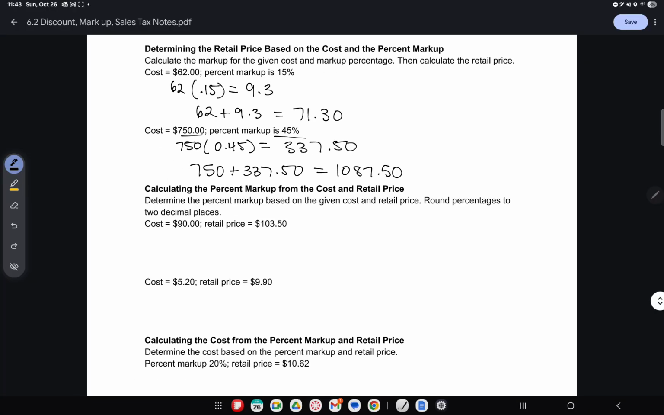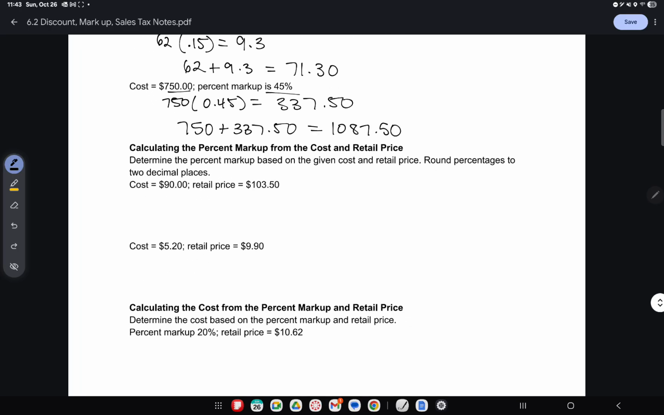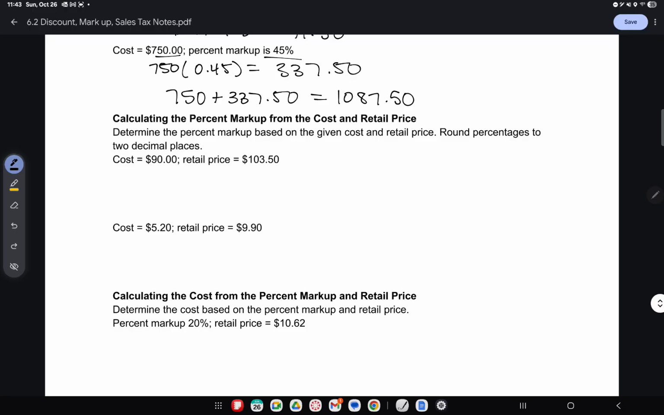All right, what if we have different information? So we want to find the percent markup. We're going to take the retail price, $103.50, and divide it by the cost, 90. Then we'll find the difference between that and 100. So 103.50 divided by 90 is 1.15. As a percent, multiplying that by 100 is 115%. And then the difference between that and 100% is 15%.